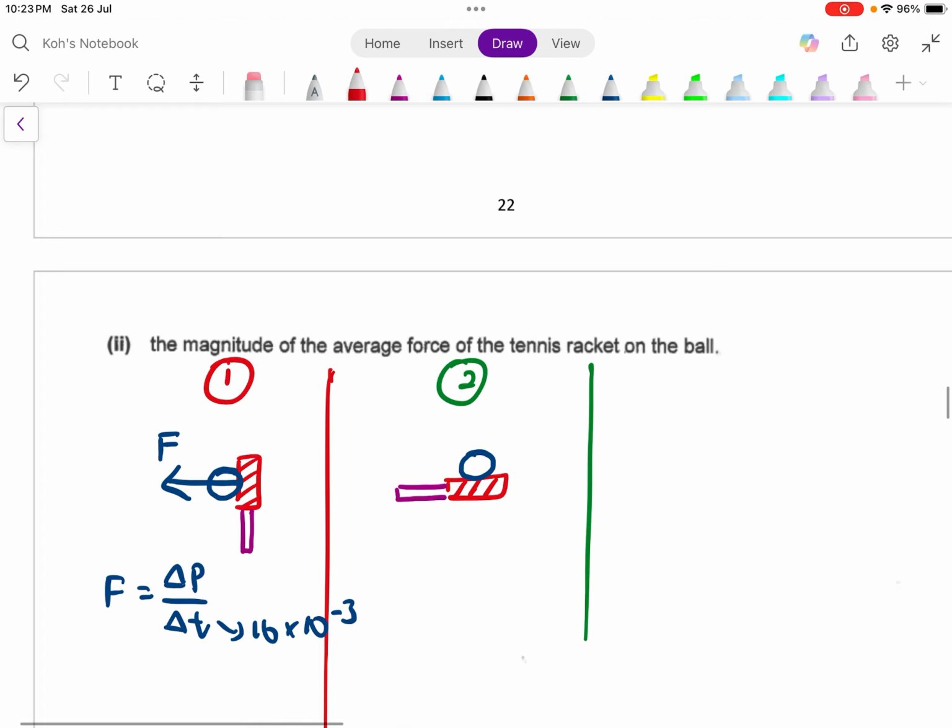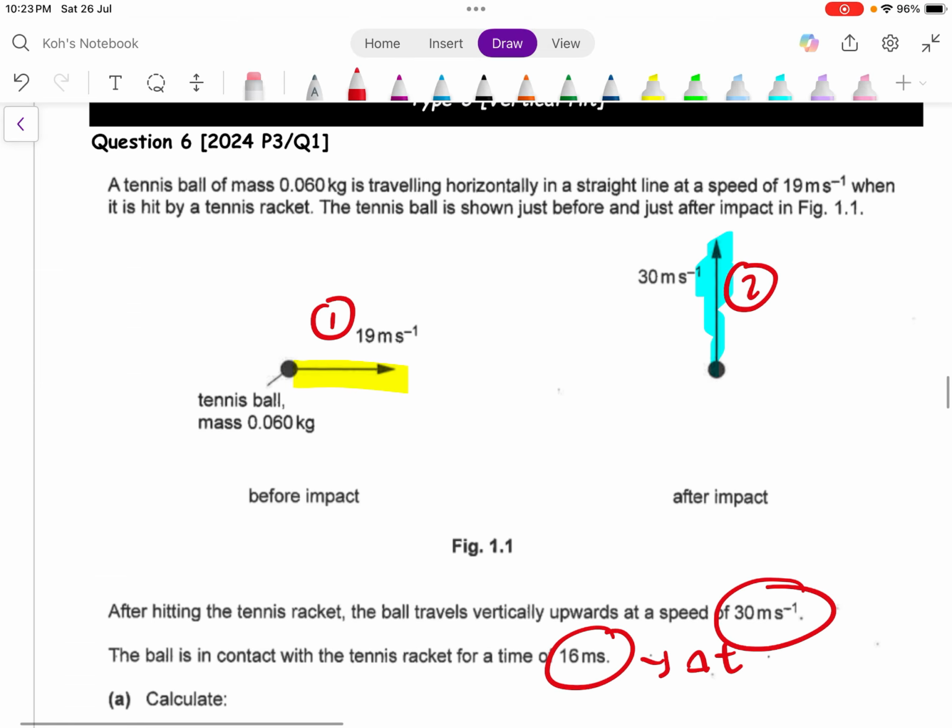Initially, the momentum is towards the right-hand side. The initial momentum is 0.06 multiplied by 19, so it's about 1.14 kg meters per second towards the right. One thing to realize is that after the impact, there's no more horizontal momentum. So I can conclude that the final horizontal momentum is 0.